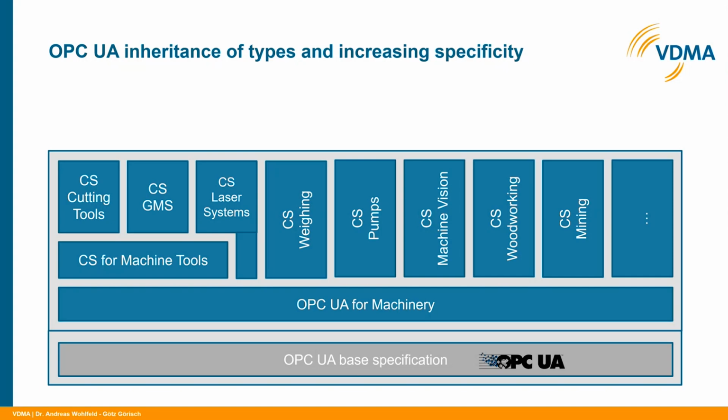You take the types that are defined in the base specification and then extend them, either in the case of the machinery that you build more specific but still base types, or you use the types directly and go into your domain specific specification. Either way will work, but using inheritance consistently is also the basis for more specific specifications, as shown here. There are some examples of specifications that are currently being worked on, like laser systems, which has been finished, cutting tools is something that's being worked on, and GMS as well. So that's the basis, using the mechanisms that are built into OPC UA.